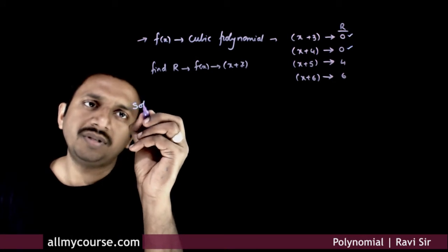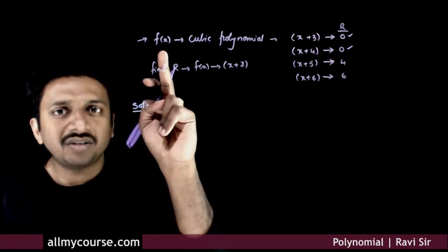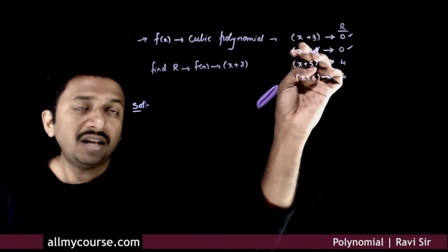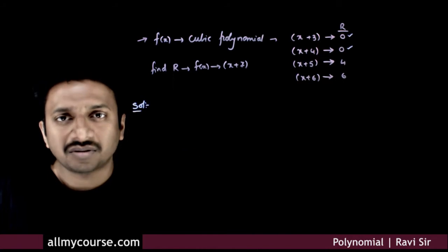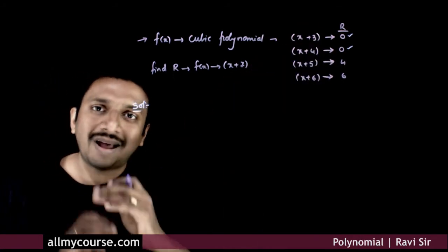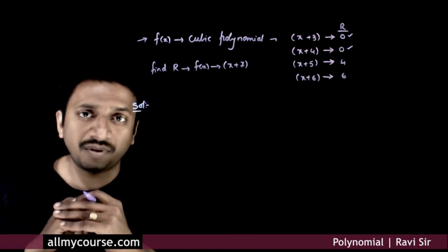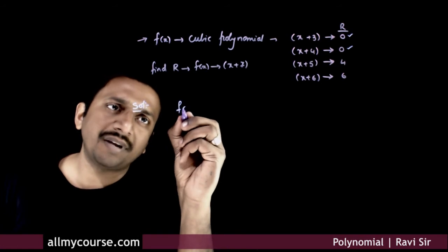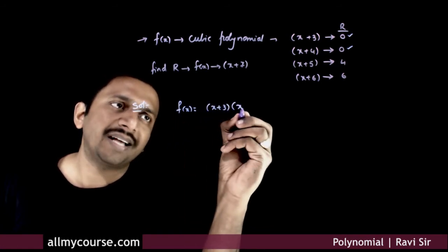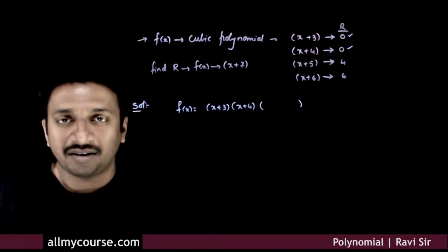So how can we use this information to get the answer? f of x is a cubic polynomial and when divided by x plus 3 and x plus 4, the remainders are zeros. That means x plus 3 and x plus 4 are factors of f of x. So can I write f of x as x plus 3 times x plus 4 times, what is the other factor?